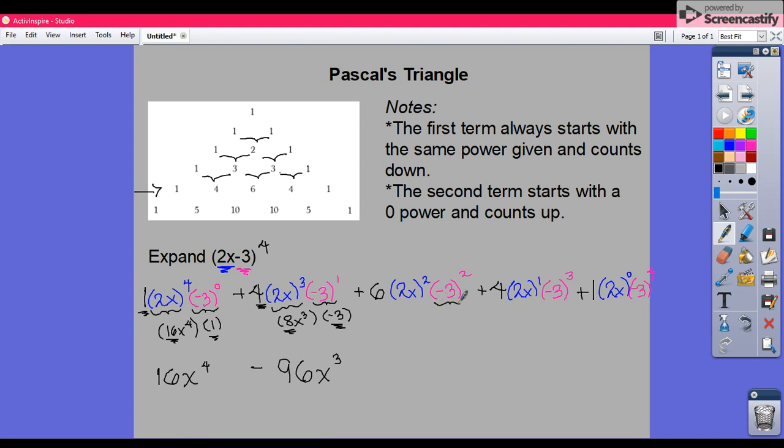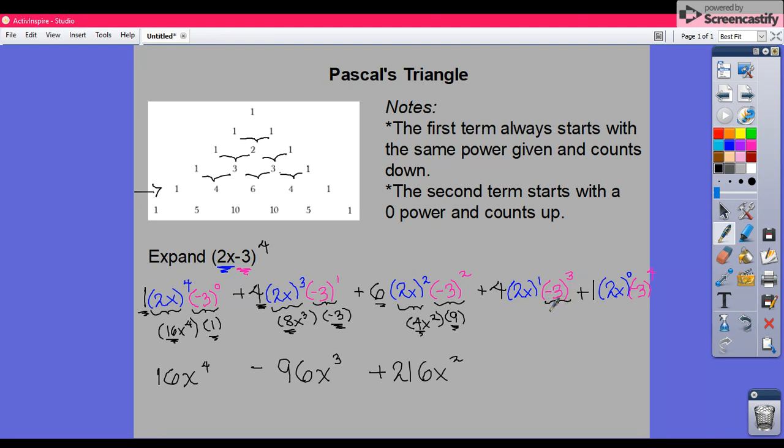Next term, negative 3 squared would be positive 9. Make sure if you put it in your calculator, the negative 3 is in parentheses, otherwise it'll come out as negative 9, which is incorrect. 2 squared is 4, and then x squared, bring that down. 6 times 4 times 9 are the three I'm multiplying, which gives me positive 216 x squared.